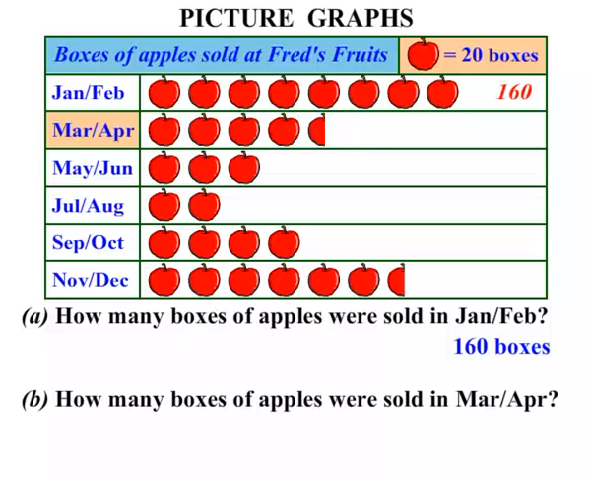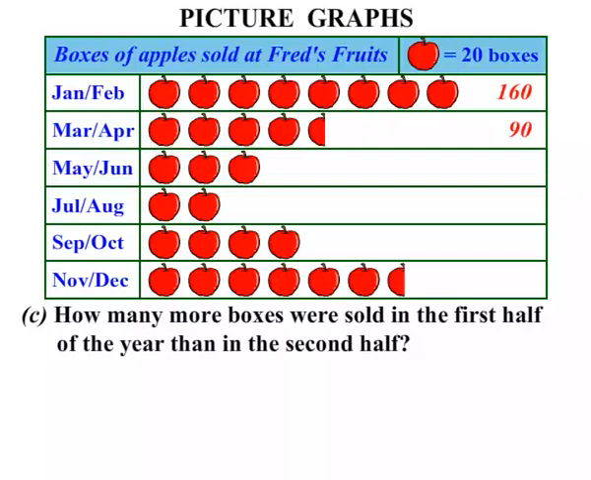Okay, so let's start counting. That's a whole apple, so that's 20, 40, 60, 80, and that's worth 10 more. So 80 and 10 is 90. So 90 boxes for the March-April period.